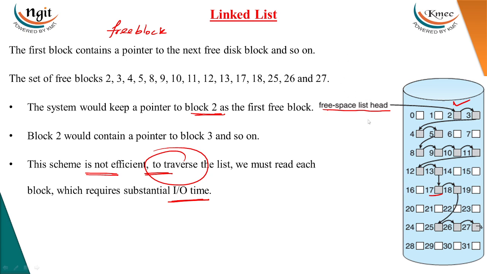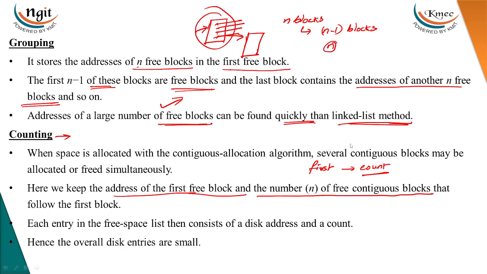So here, if you see, it will be first 2. The first free block will be 2, and 1, 2, 3, 4, that is 4 contiguous blocks, then followed by 8. We count 8, 9, 10, 11, 12, 13. Next we take a count. So 6 blocks are free. Each entry in the free space list consists of a disk address and the count value. Then the overall disk entries will be very small as compared to other free space management methods.